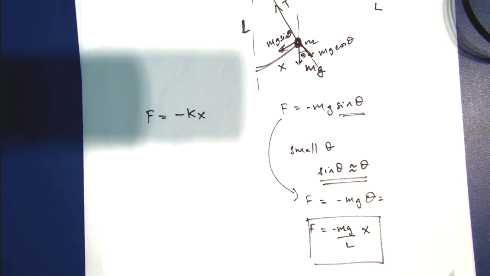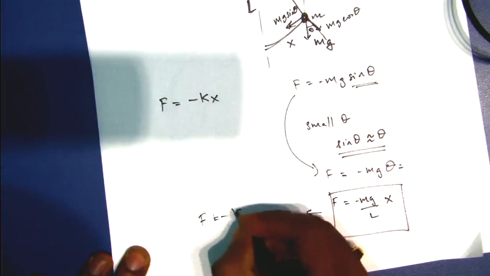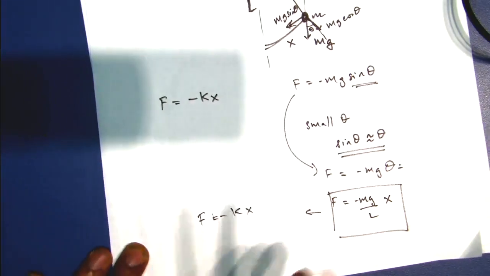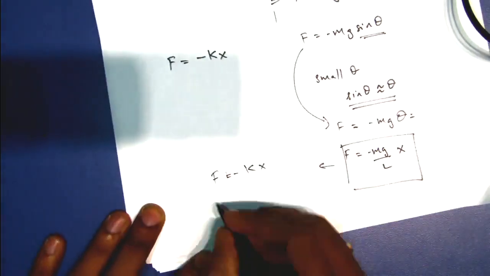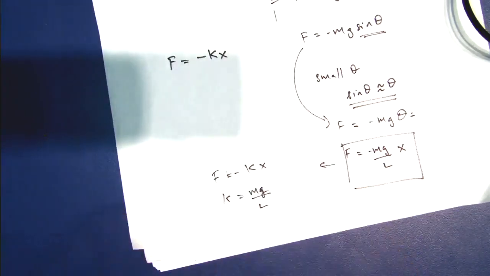Everyone following me so far? Right? Now let's do m over k for this case. If I compare this to F equals minus kx, this is the same equation as this if k is equal to mg over L. Everyone follow that? F equals minus kx is the same as F equals minus mg over L times x if k is mg over L.